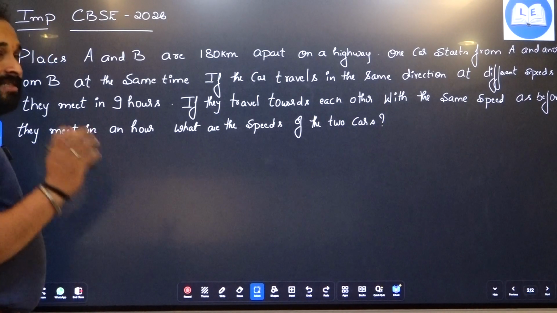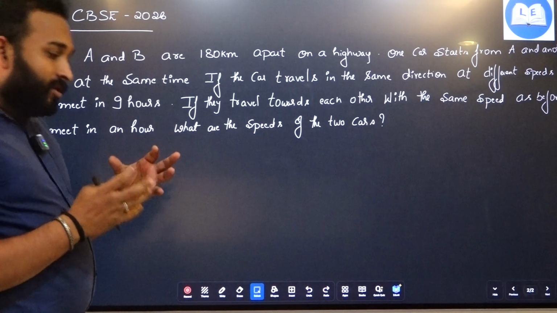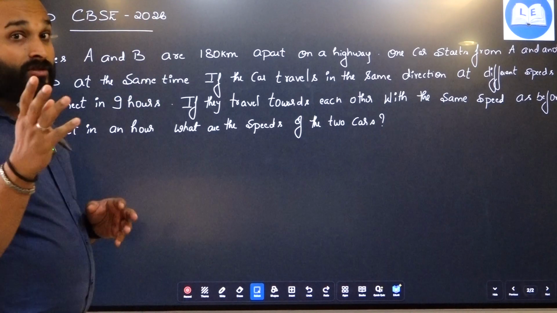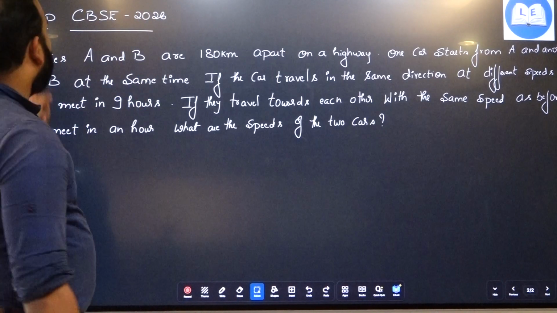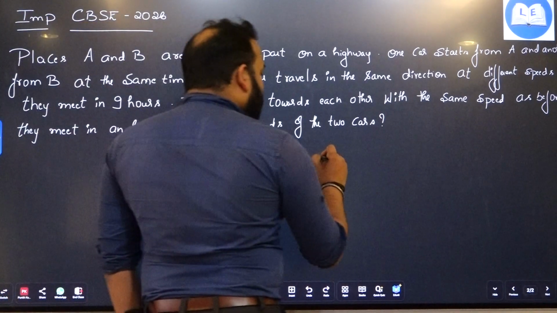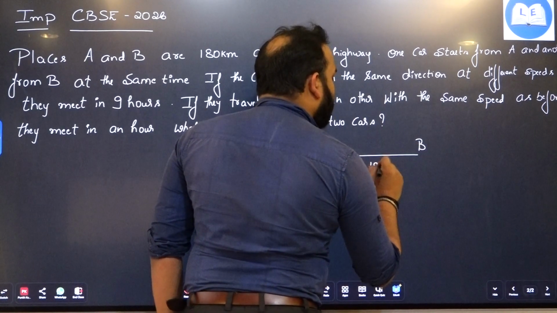Let's read the question. This is a question from the chapter Pair of Linear Equations. Usually students have a little confusion when speed, time and distance related questions pop up in the question paper. So let's try to solve this easily. Places A and B are 180 kilometer apart. So see children, there are two places A and B. The distance between the two places is 180 kilometer.